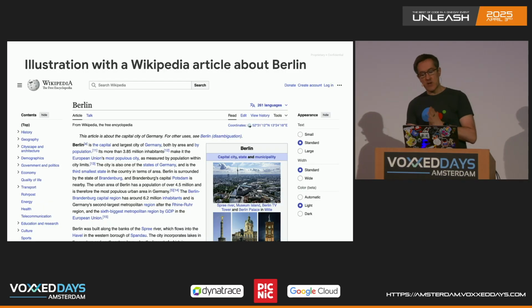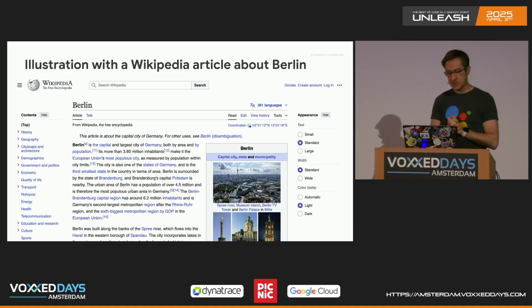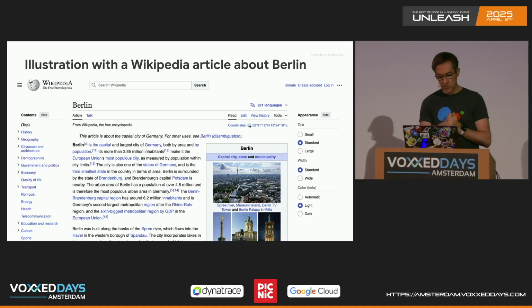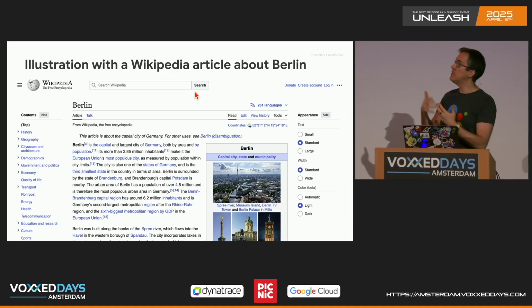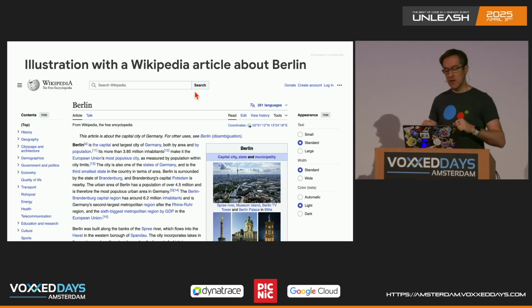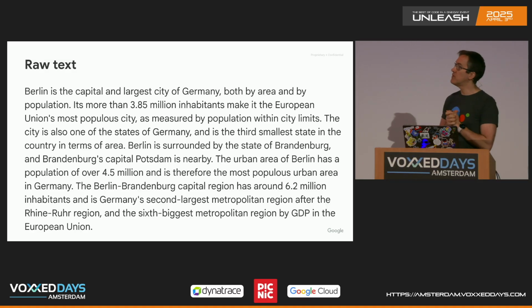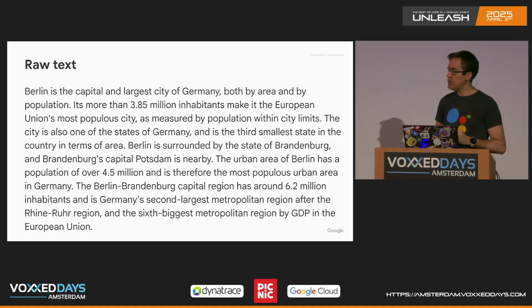As an example, I'll take a page from Wikipedia on Berlin. I could have taken Amsterdam or something else, but you'll see that it's interesting when we start splitting that document. So I've got an HTML page, but I'm interested in the raw text, not necessarily all the chrome around the page. So I'm going to extract the raw text of this page. Berlin is the capital and largest city of Germany, etc.